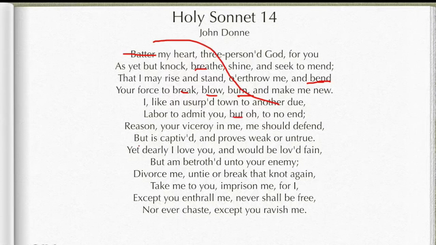And we have the "but" again in here. And then he gets back into the B sound later on in the poem. "But am betrothed unto your enemy. Divorce me, untie, or break that knot again."